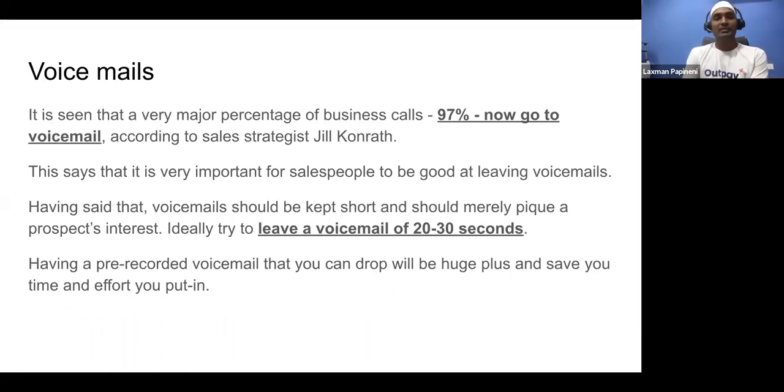And voicemails: not many people across the world are making use of voicemails right now. But the fact is, when you make calls to 100 people, there are high chances that 97 times you reach a voicemail inbox. It says, "Hey, you've reached the voicemail of XYZ, please leave a message after the tone," and then people hang up.